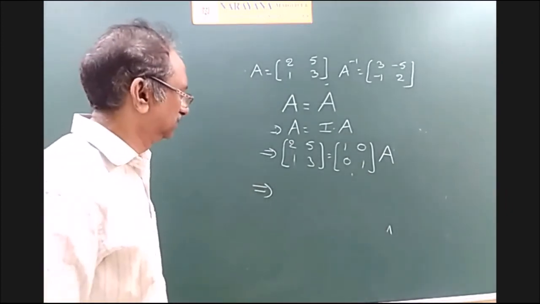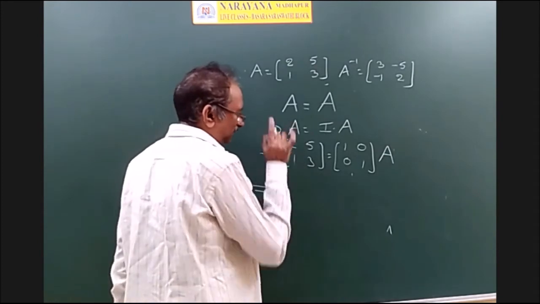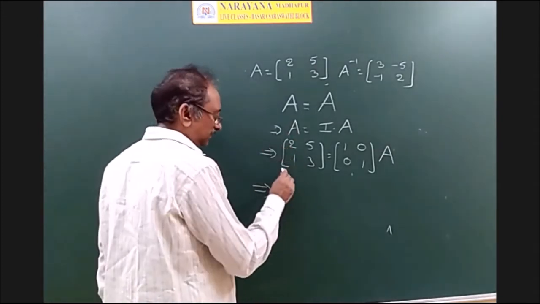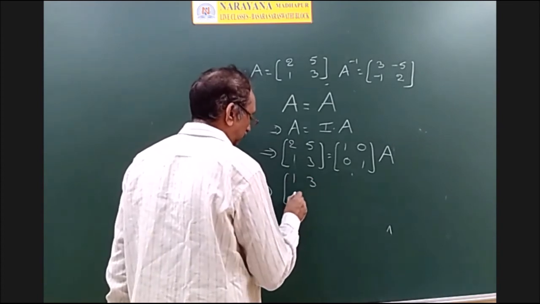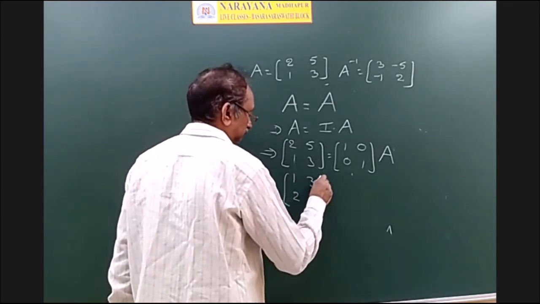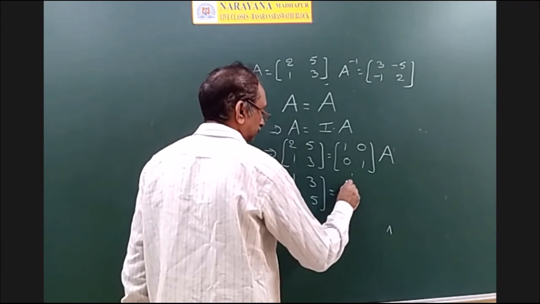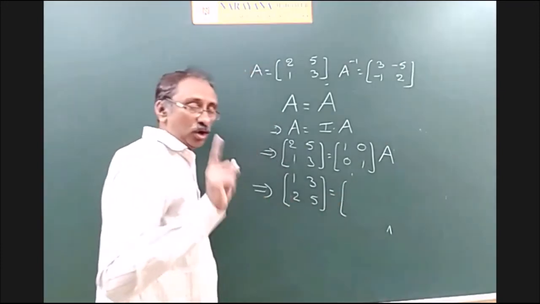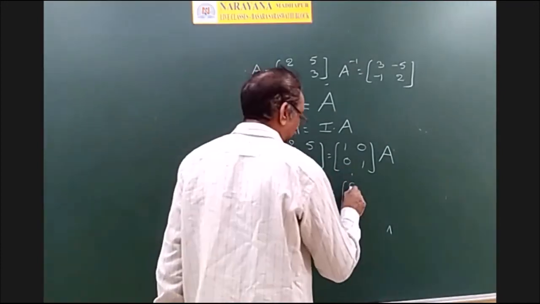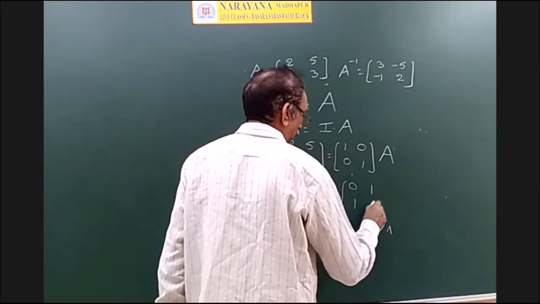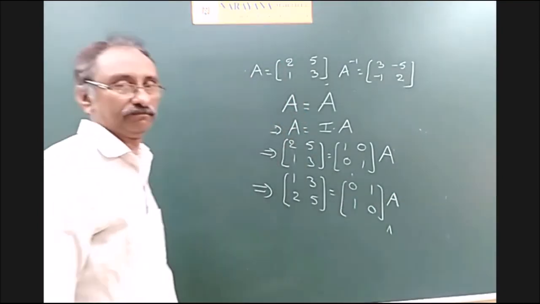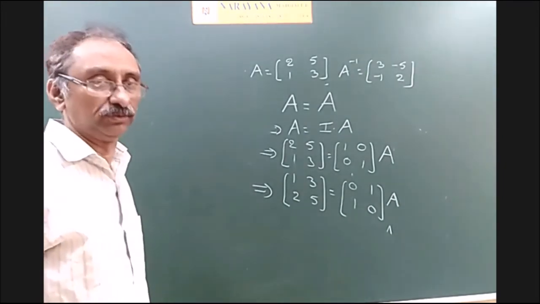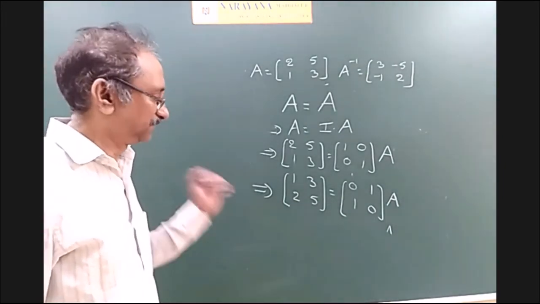Now change this to I. How to change this to I? It may be 1; if it is 1, then it will be better. I will do one thing: interchange two rows. 1, 3, 2, 5. And remember, you have to apply the same operation here also: 0, 1, 1, 0. Okay, that is the first operation.